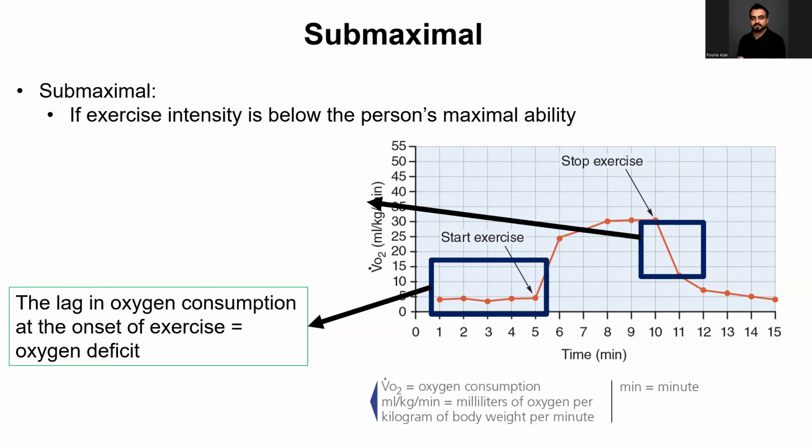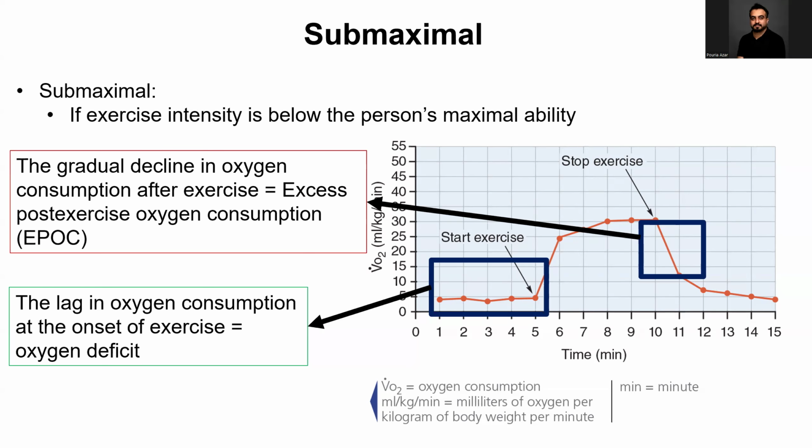And here in this part, we have a gradual decline in oxygen consumption after exercise. It is also called excess post-exercise oxygen consumption, EPOC.